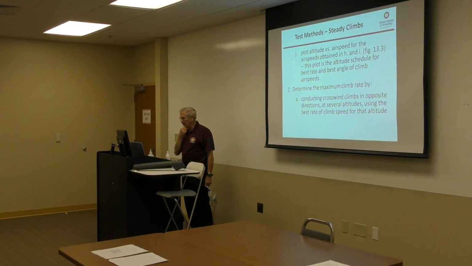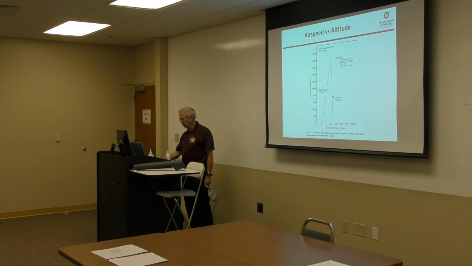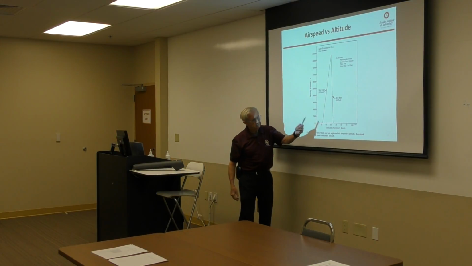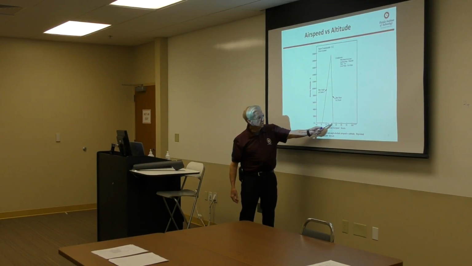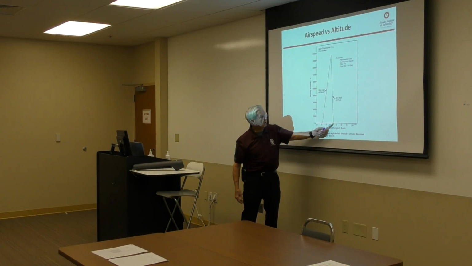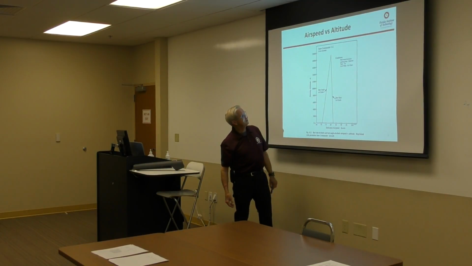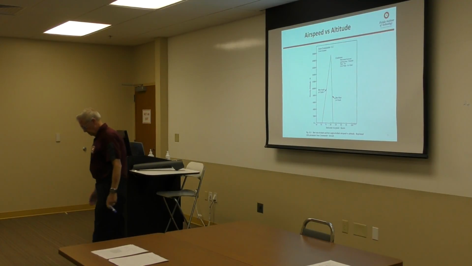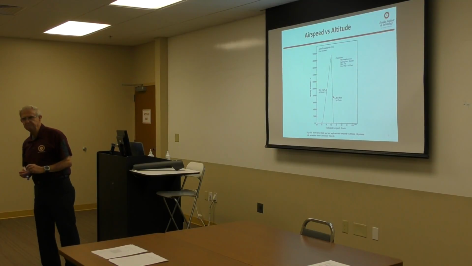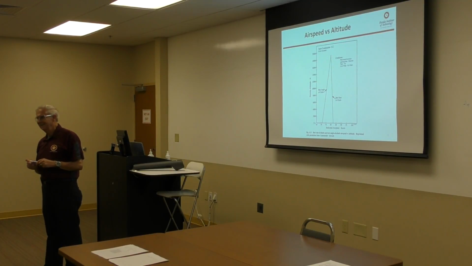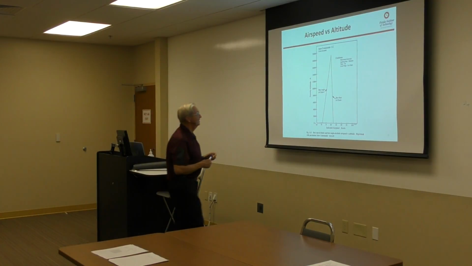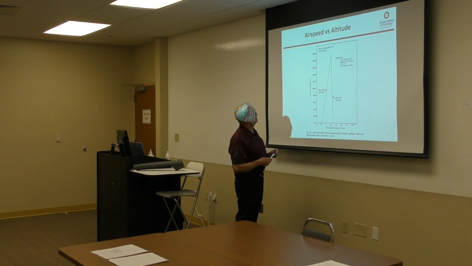So we plot that all up, and we end up with the best rate of climb graph. It looks something like this. Okay, here's best rate of climb at sea level, and these plots, by the way, are from actual airplanes that I did way back at the beginning of my flight test career. I did a lot better job then, I think, than I do now.